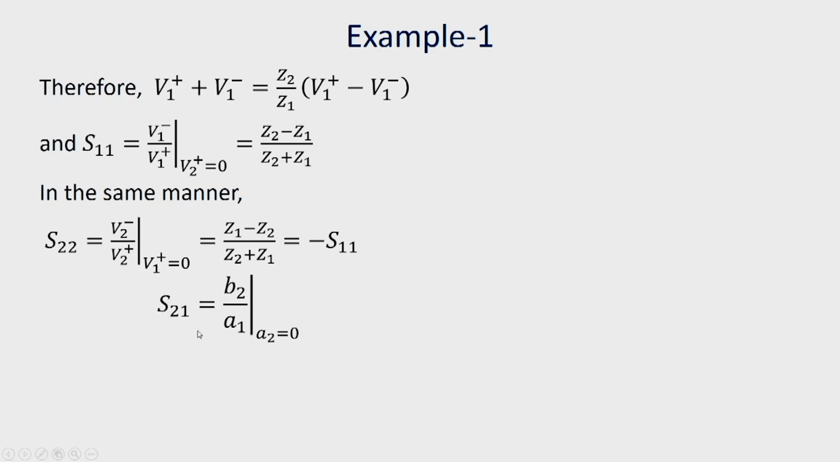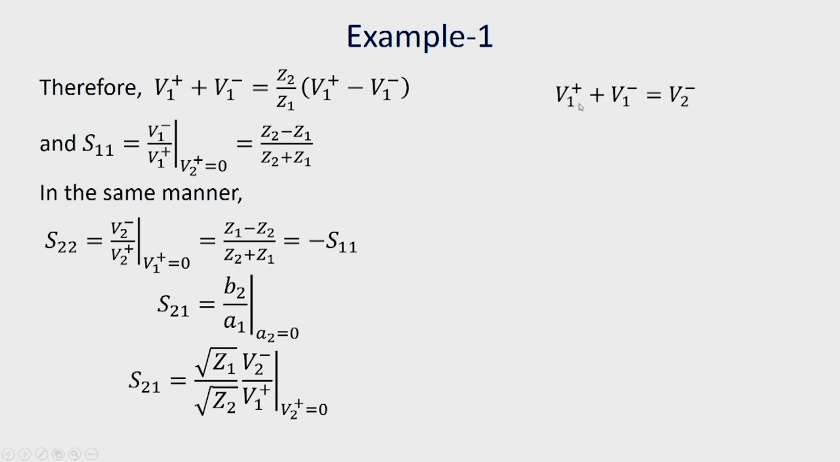Now, let us evaluate S21. S21 is B2 by A1 when A2 equal to 0, and once we substitute B2 and A1, we can write B2 is V2 minus by root Z2 and A1 is V1 plus by root Z1. So, it can be written as S21 is equal to root Z1 by root Z2 times V2 minus by V1 plus for V2 plus equal to 0.